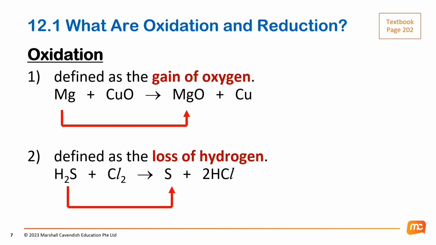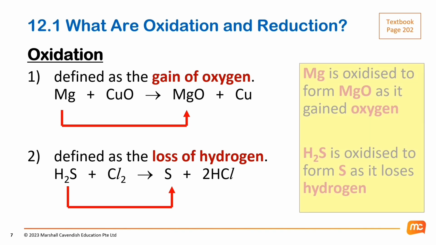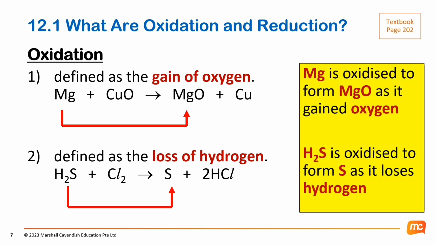So how do we describe what exactly is being oxidized, what exactly were the changes? In chemistry, we have to phrase our explanation of oxidation in the following way. For example, magnesium is oxidized to form magnesium oxide as it gains oxygen. This is using the method of looking at whether it's gaining oxygen. For the second example, we'll say something like hydrogen sulfide is oxidized to form sulfur as it loses hydrogen. That is using the method of looking at whether it is losing hydrogen to determine whether it is an oxidation.